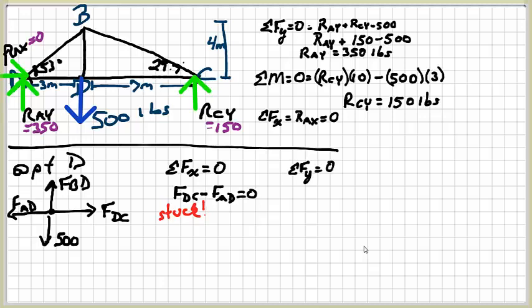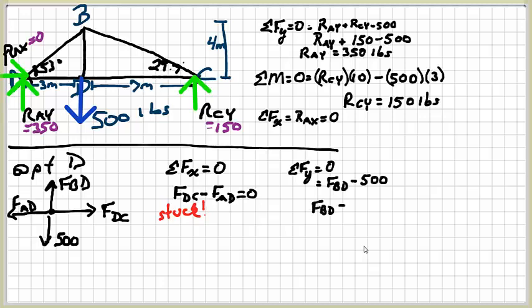So now I'm going to sum the forces in the y direction. Anything acting up minus anything acting down. If BD is pulling up, and force of 500 is pulling down.